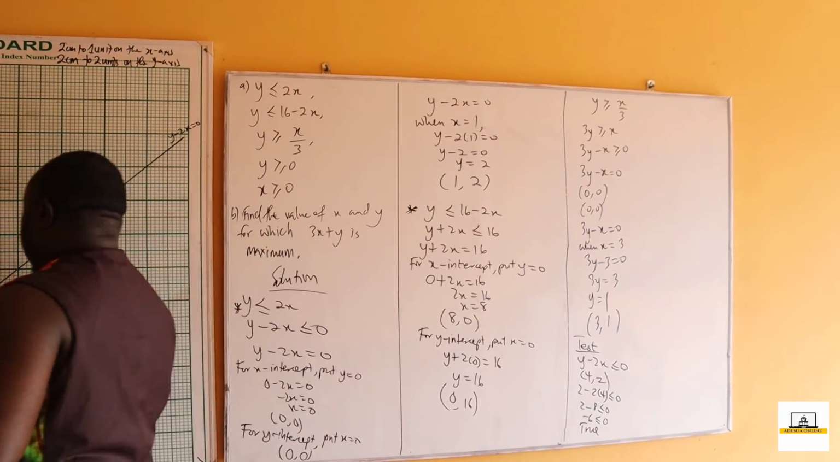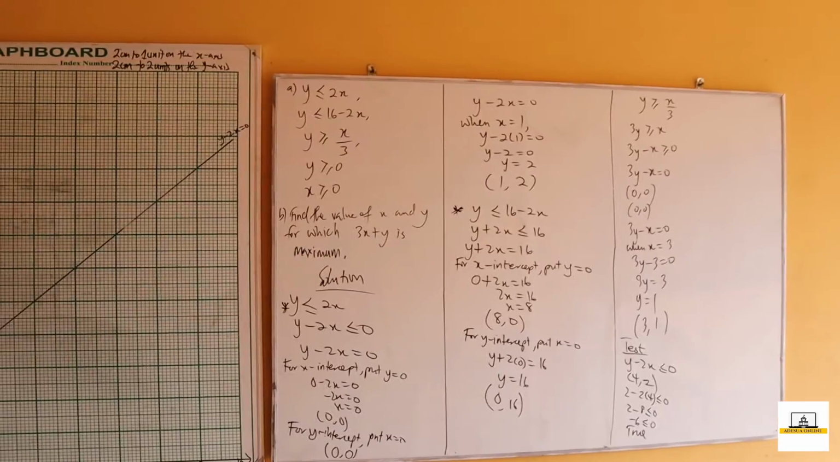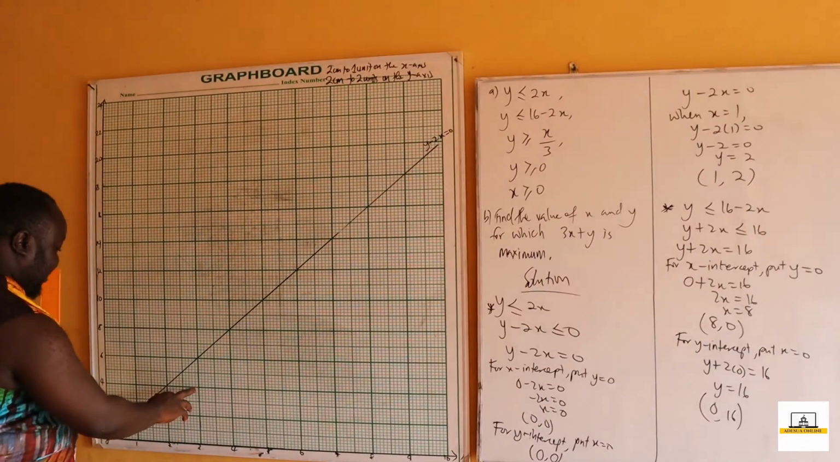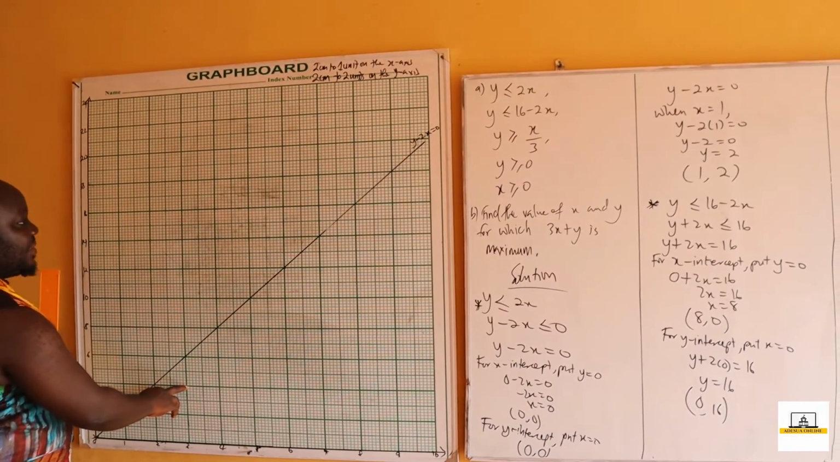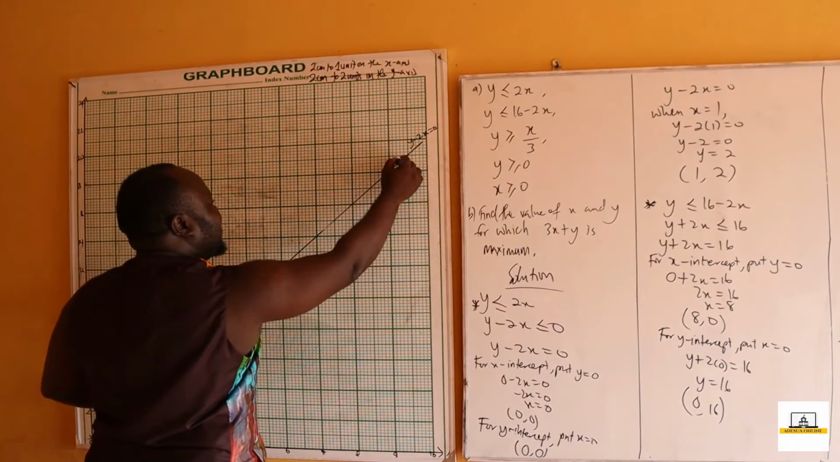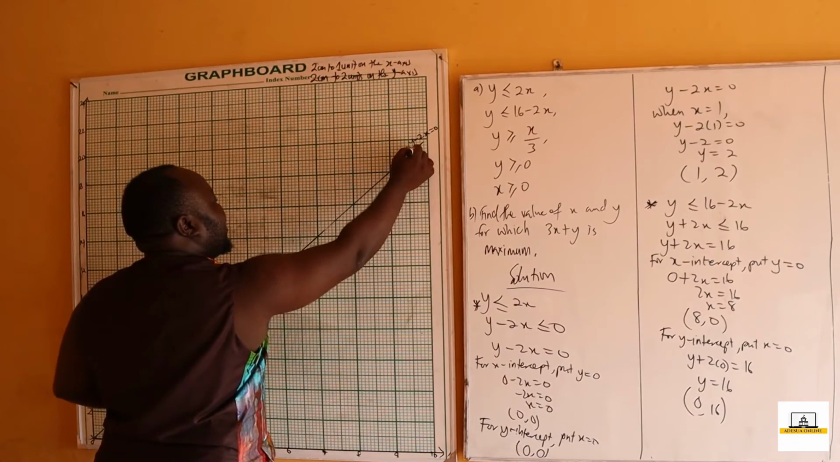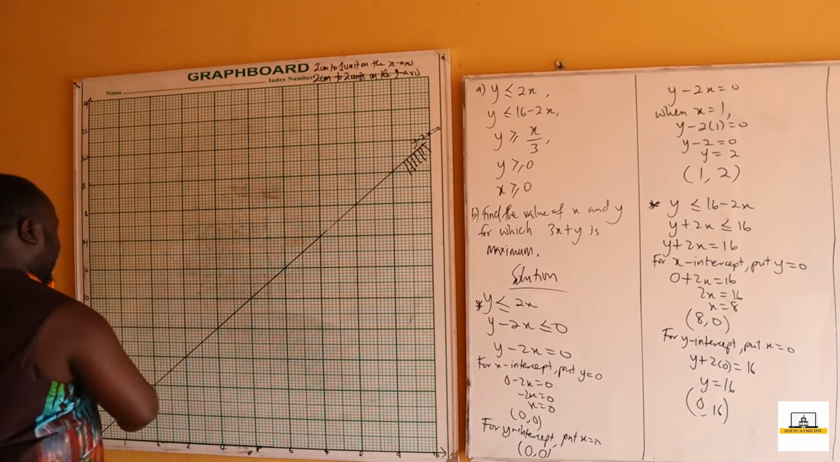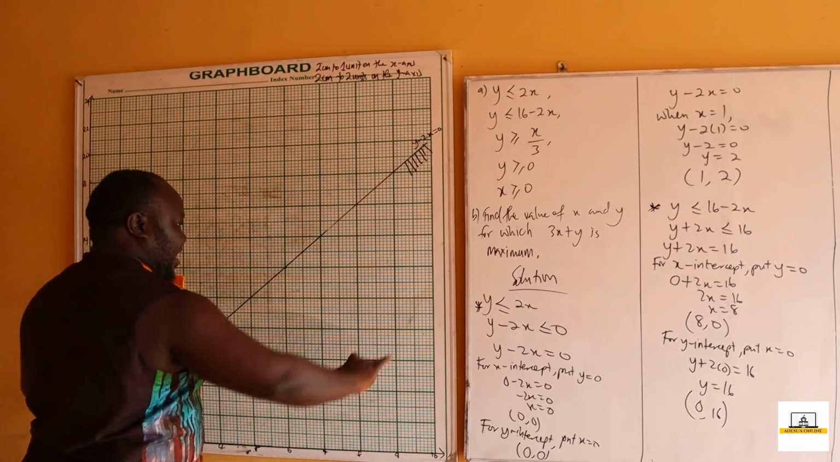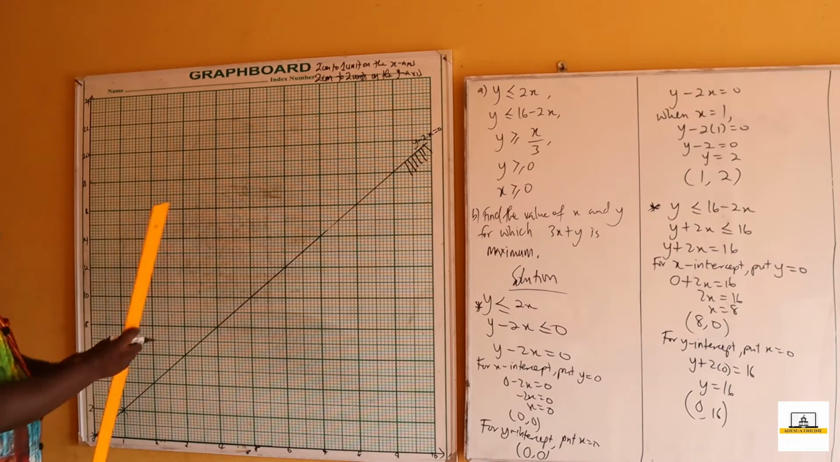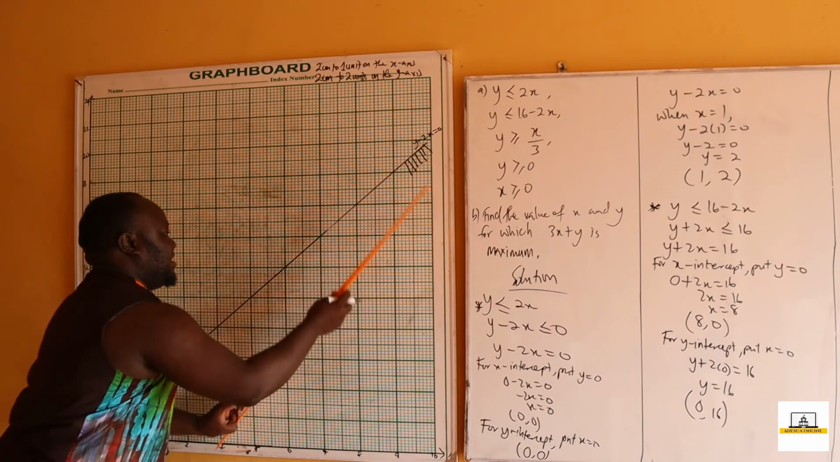Because it is true, and I used x is 2, y is 4 to test, which is below the line, it means our solution for this line lies below the line here. So the whole of this line is going down, okay? That is what it means. So the whole of this solution is going down like this.